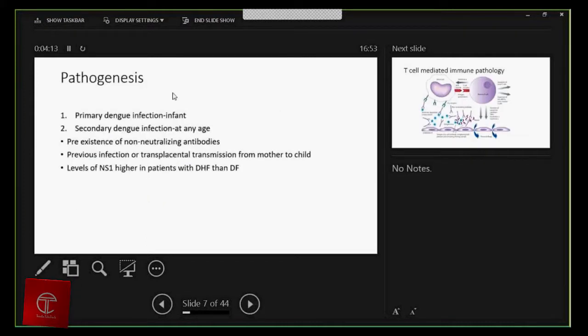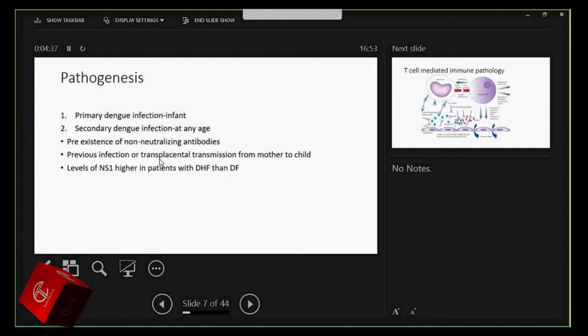Pathogenesis-wise, there are two types of infection. One is primary dengue, where an infant gets a primary dengue infection. Then there is secondary dengue infection, which can happen at any age. So a patient can get infected again after the primary dengue. In this pathogenesis, there is a pre-existence of non-neutralizing antibodies.